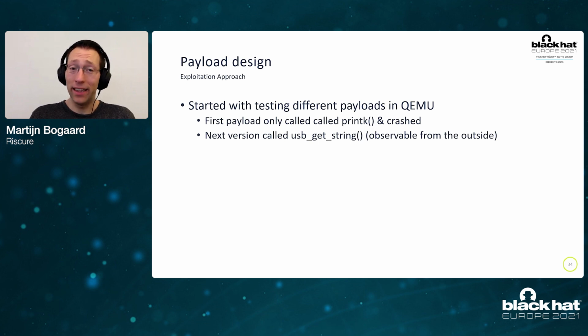The next step that we did, and that was also very useful to do on the real device, is calling the USB get string function. This is going to do a get string descriptor request to the USB device, and this is one of the very few things we could observe from the outside. What would happen when we take control of the kernel is that when we call this function, we see on the USB device that the kernel asks for a string descriptor that we specify. While it is very likely that the kernel panics afterwards, at least what we can see is that we successfully got code execution on the device.